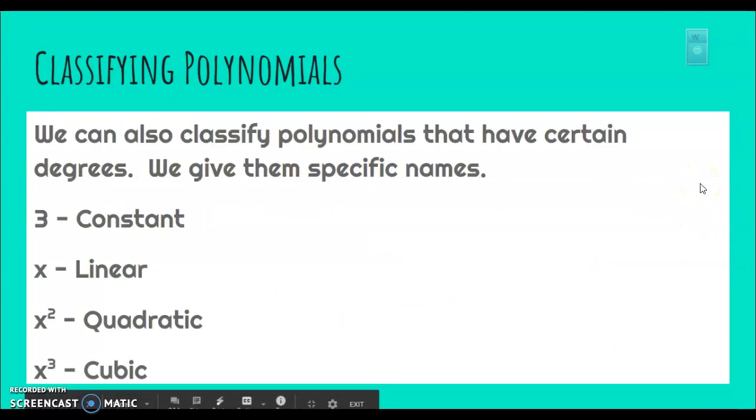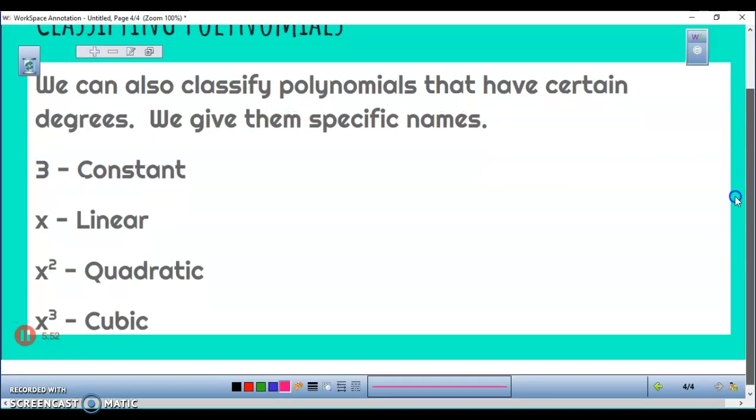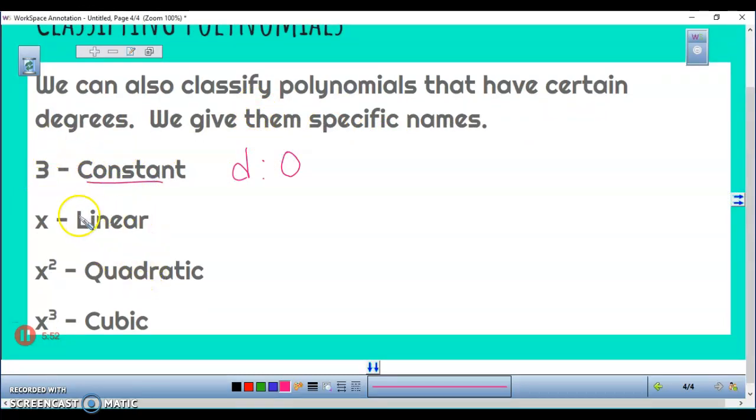We can also classify polynomials that have certain degrees. We give them specific names. So the number 3, it does not have a degree. That would have a degree of 0. So we just call that a constant. You already know that. If it has a degree of 1, we call that linear, okay? Like x plus 3 is linear.